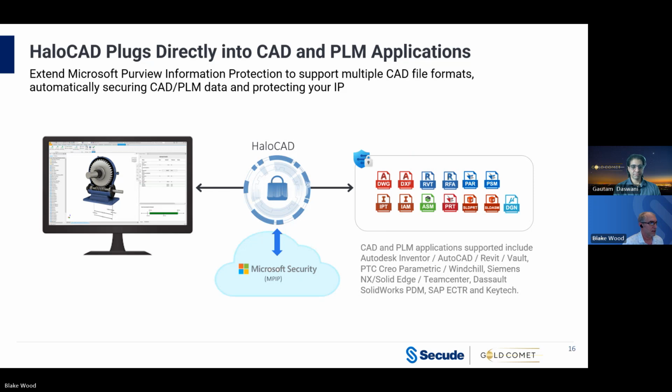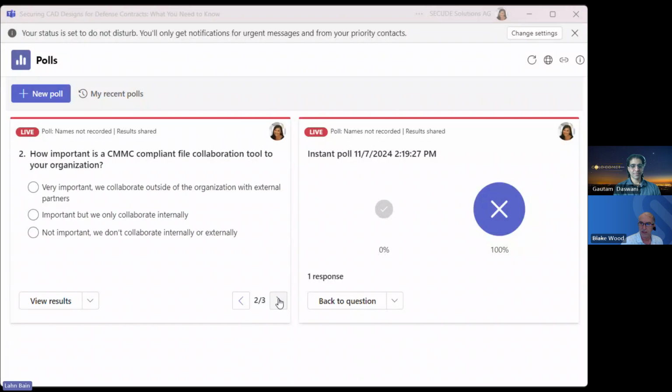All right, we've got another polling question. I'm going to see if this works. Can we see polling question number 2? How important is a CMC compliant file collaboration tool to your organization? Very important, we collaborate outside of the organization with external partners. Important, but we only collaborate internally. Or not important, we don't collaborate internally or externally. Give everyone a few seconds to answer that. And if you're having issues, I apologize, and I might have to share this in a Microsoft form. It's a little bit new for me doing polling questions, so we're hoping to make this as interactive as possible.